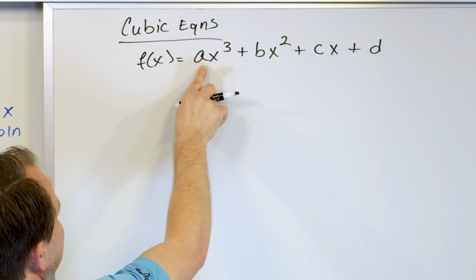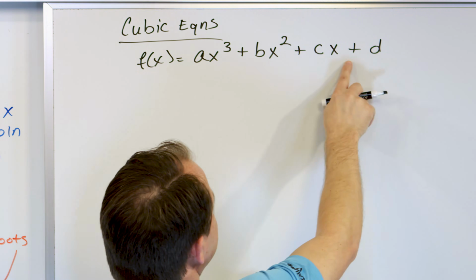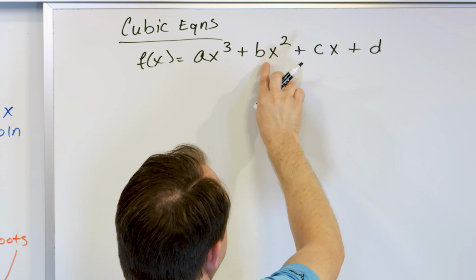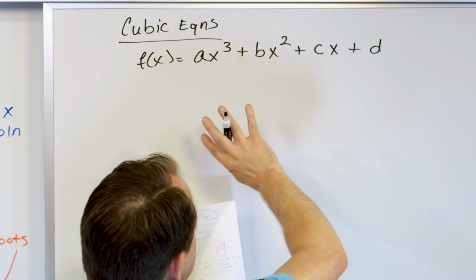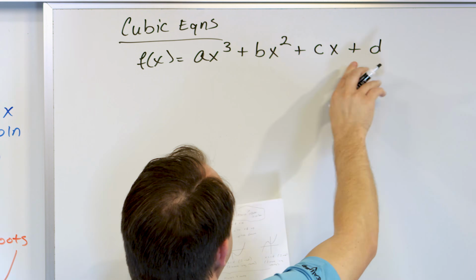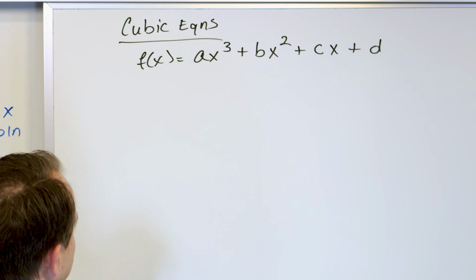This number here needs to be something other than 0, but any of these other ones can be 0, like b, c, or d could be 0, because, in other words, it doesn't matter what the rest of this thing is. It's a cubic if the highest power is a 3.